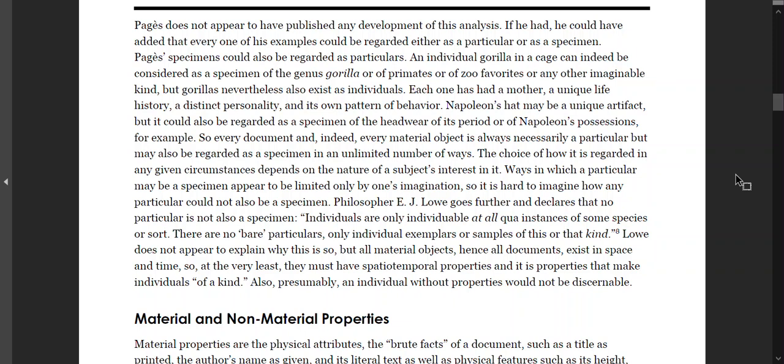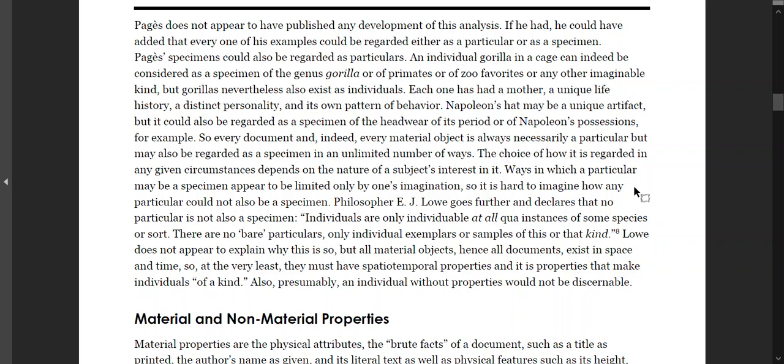Ways in which a particular may be a specimen appear to be limited only by one's imagination. So it is hard to imagine how any particular could not also be a specimen. Philosopher E.J. Lowe goes further and declares no particular is not also a specimen. Individuals are only individuable at all qua instances of some species or sort. There are no bare particulars, only individual exemplars or samples of this or that kind.